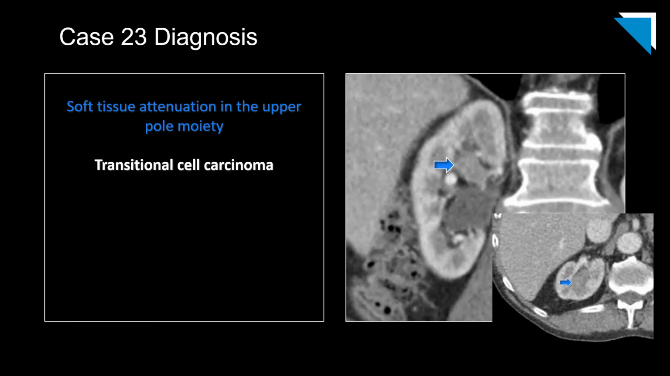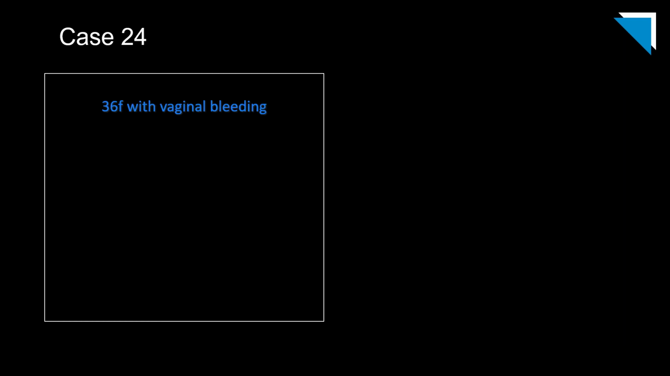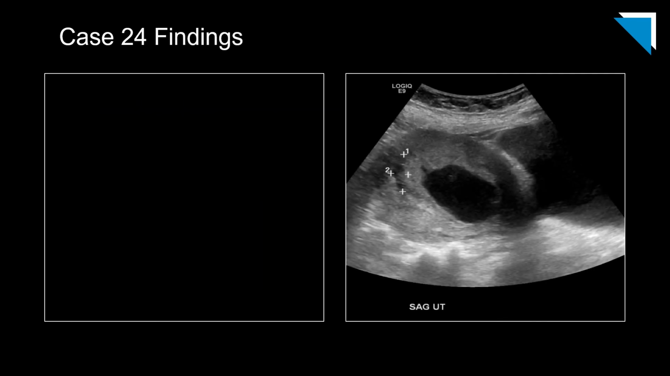This is a case of transitional cell carcinoma, which we're much more accustomed to seeing in the urinary bladder and ureters. It's easy to overlook when it occurs in the renal collecting systems. This next case is a 36-year-old woman with vaginal bleeding. This is a static sagittal grayscale image from a first trimester ultrasound, and the technologist is measuring a small hypoechoic crescentic area adjacent to the gestational sac.